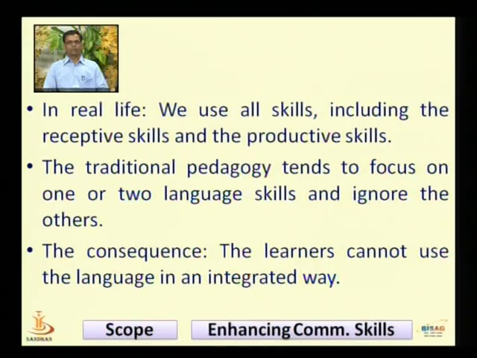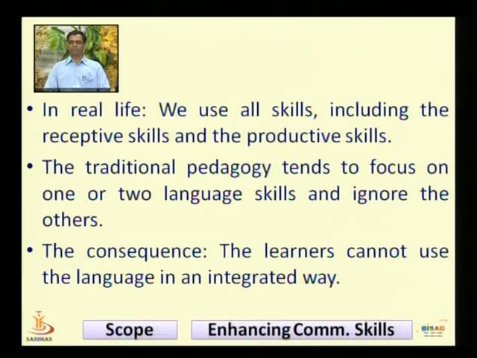Suppose we are listening to the teacher, then we are noting something down, and at that time we use writing. Then we are reading what is dictated by the teacher, and then we go for making notes. So we use all these skills.